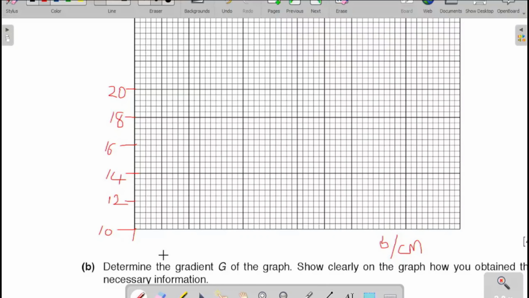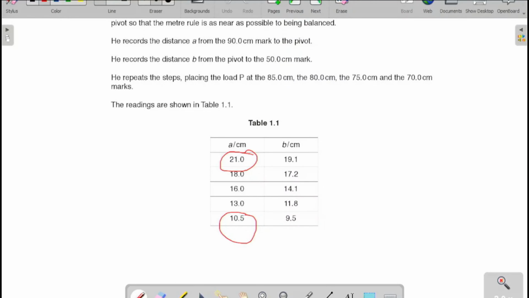So you have chosen a very good scale for the y-axis. So let's now go to the x-axis. Now for the x-axis, the minimum value of B is 9.5 and the maximum value is 19.1.